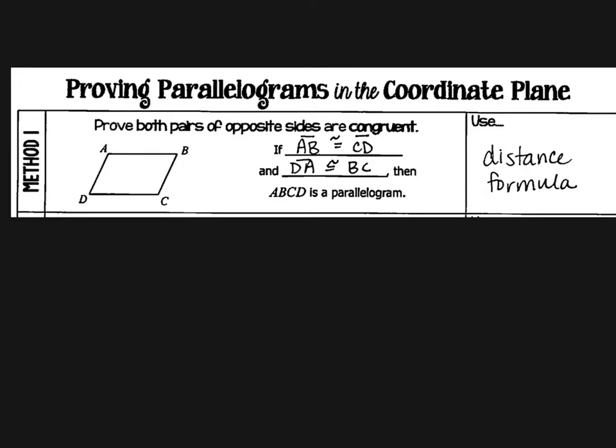Getting right into it, in method 1 we're going to prove that both pairs of opposite sides are congruent. So we need to show that AB is congruent to DC and that AD is congruent to BC. If both pairs of sides are congruent, then ABCD is a parallelogram. And what are we going to use? We're going to use the distance formula.